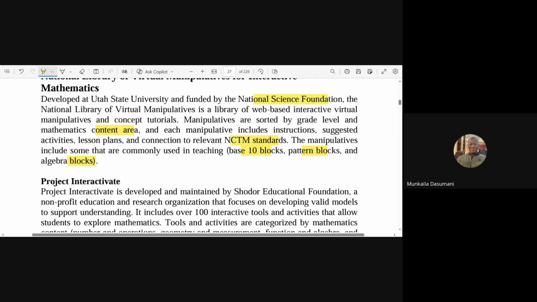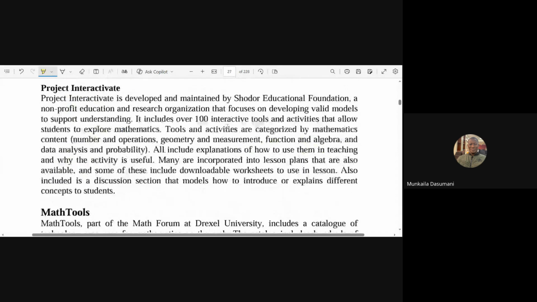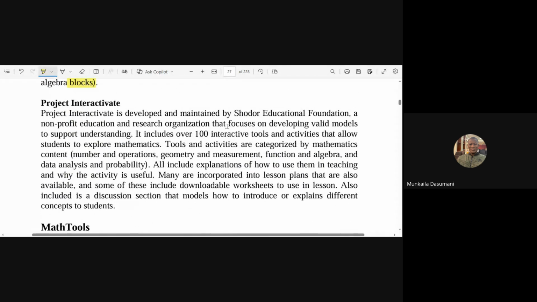Can somebody take us through the project interactive? And then Matt, we want to look at it too. Project interactive 2. Samuel, help us. And then Richard will take the math tools. So Samuel. All right, so project interactive.